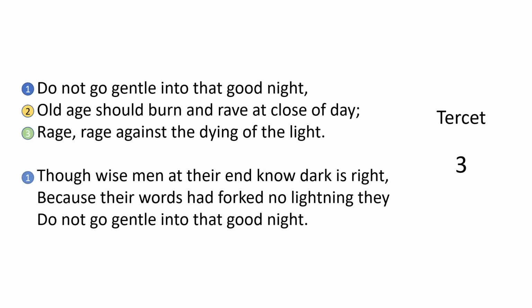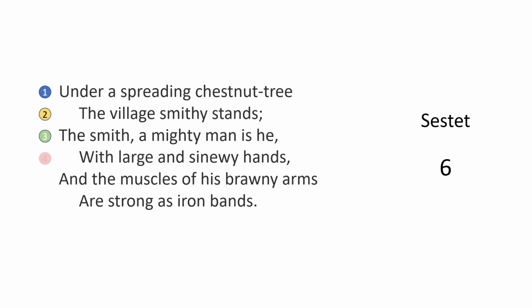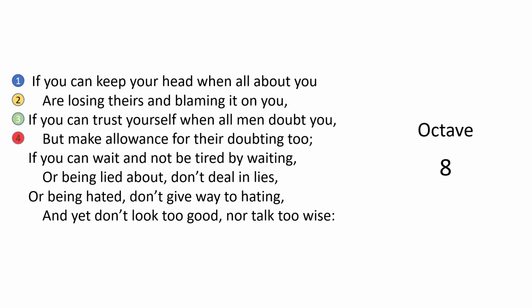But there are many other types of poems. A poem with only 3 lines per stanza is called a tercet. If it has 6 lines per stanza, it's a sestet. An octave is like a double quatrain. There are 8 lines instead of 4.